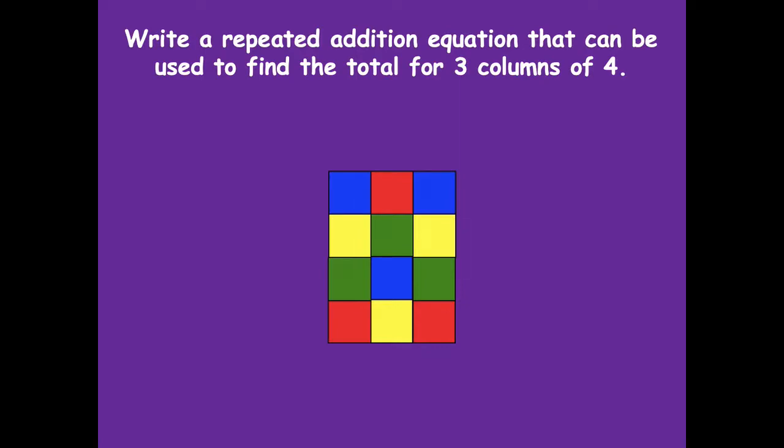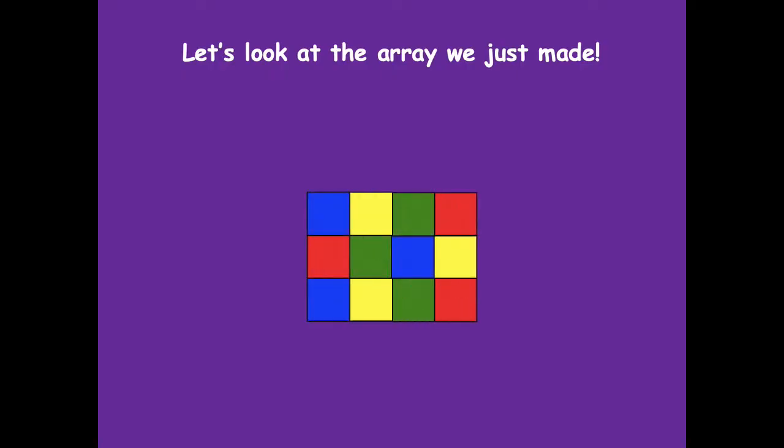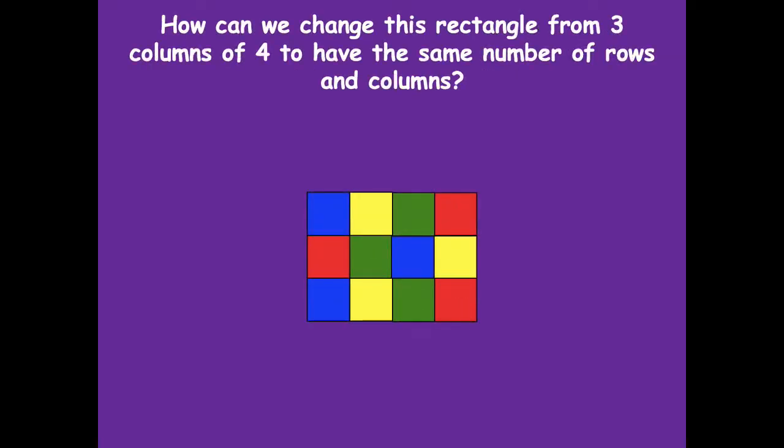All right, pause if you need more time. So 4 plus 4 plus 4 equals 12 because there's 3 columns, so 3 add-ins, and 4 in each one. All right, so let's look at the array we just made. How can we change this rectangle from 3 columns of 4 to have the same number of rows and columns? What do you think?